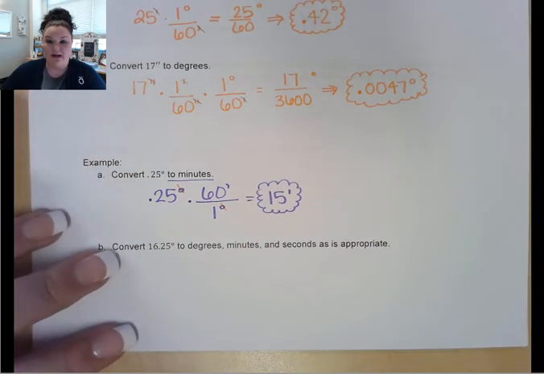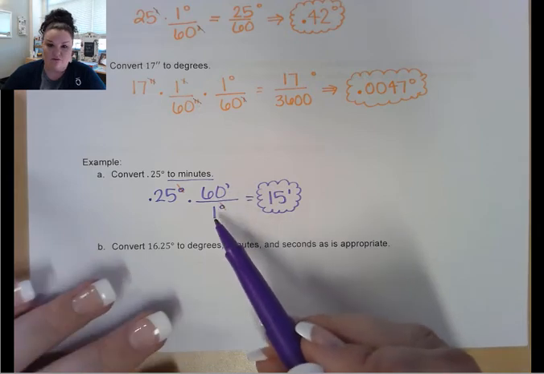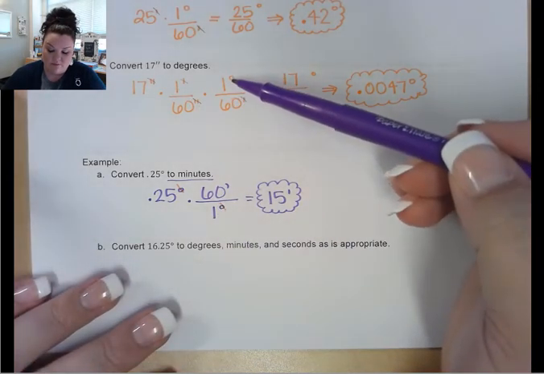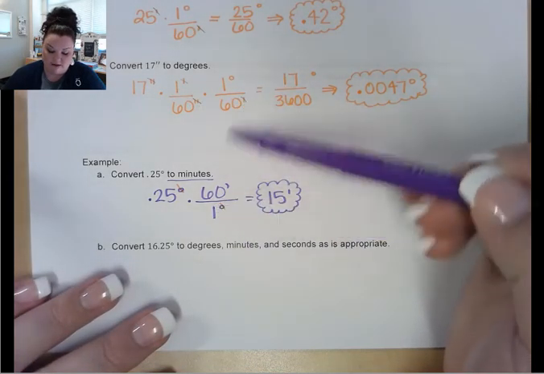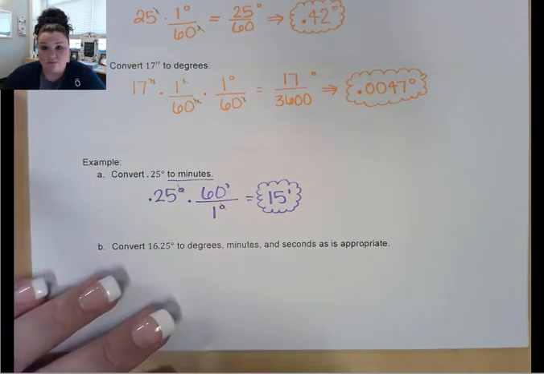Okay, not too bad. The hardest part in these conversions is just knowing how to write the ratio, whether to put degrees on top or minutes on top. And it really depends on what you're starting with and what you want to end up with.